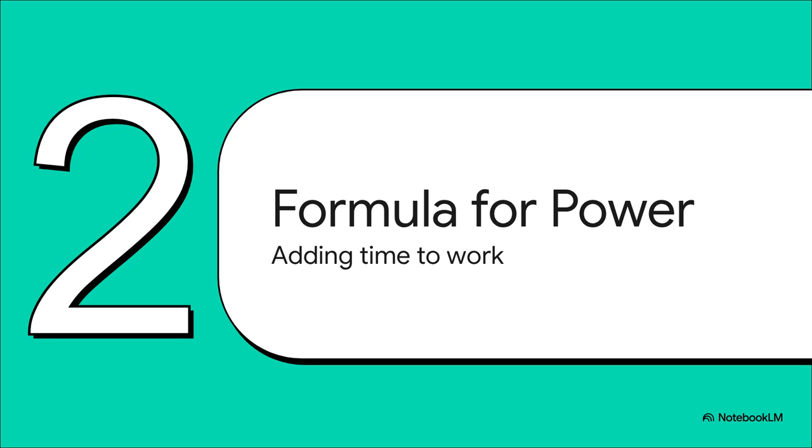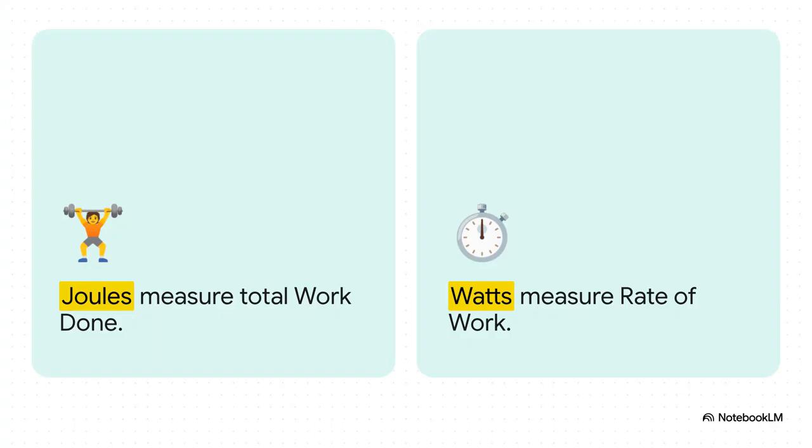Section 2. The formula for power. Now, the absolute key here is understanding the difference between joules and watts. Remember, work done is measured in joules, but power is the rate at which you're actually performing that work. The formula is power equals work done divided by time taken. So 1 watt, our standard unit of power, is simply 1 joule of work being done every single second.